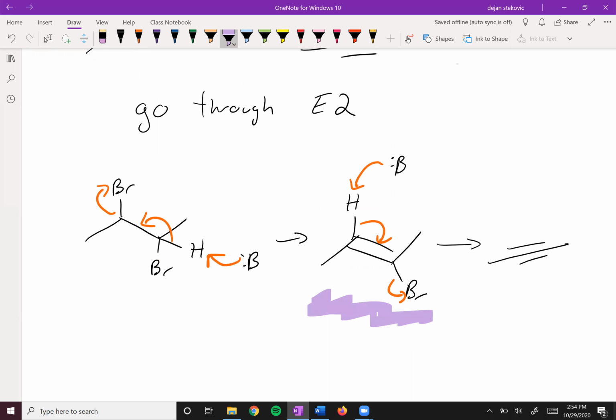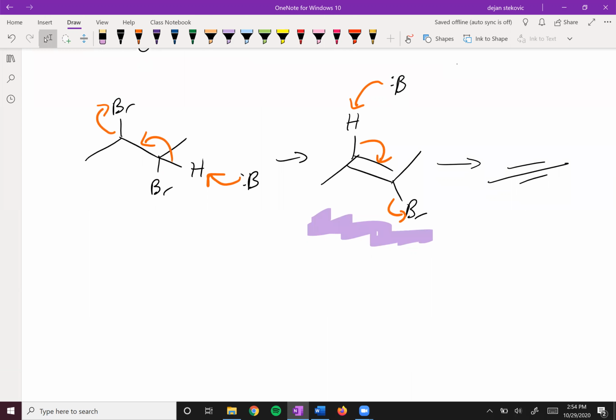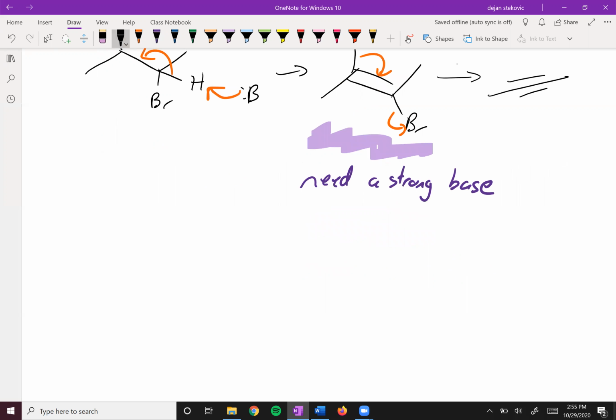However, for this step right here, you can see it's a little bit different. Now we've got a double bond already formed, so we have a triple bond now. In order to do this final step, we need a strong base. And it somewhat depends on the substrate, but most of the time, you're going to use a very strong base to make these alkynes. And the most commonly used base is going to be your sodium amide.